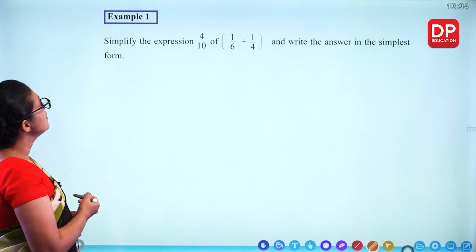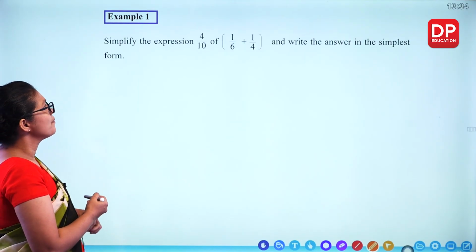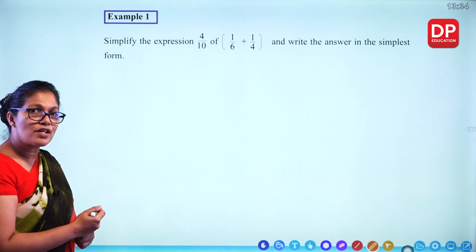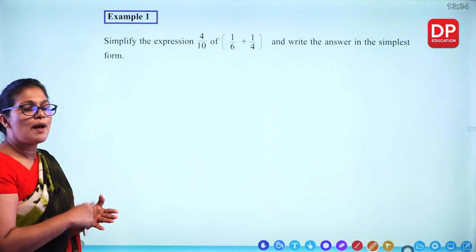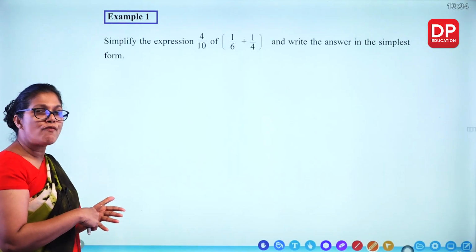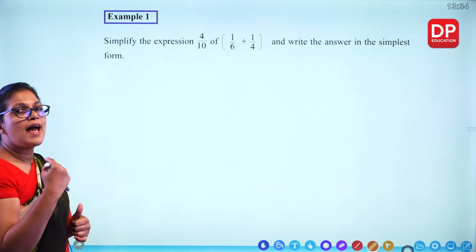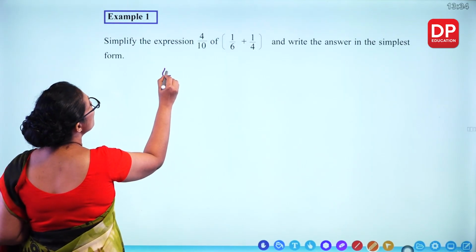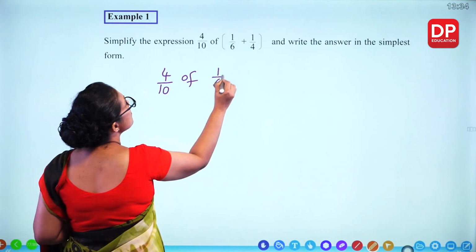Example number 1. Simplify the expression and write the answer in the simplest form. Now you get brackets. According to order of operation, you have to do brackets first. So BODMAS means brackets, order of, division, multiplication and addition or subtraction. So we'll do 4 over 10 of 1 over 6 plus 1 over 4.